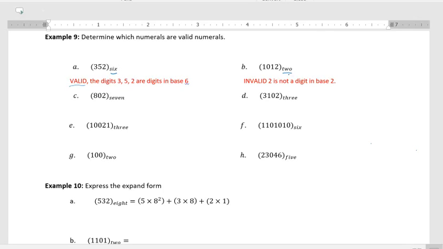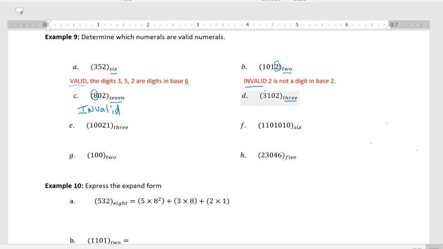And letter B, my base is 2, but I have the number 2, which is equal to the base, so this is going to make it invalid. So here in letter C, my base is 7. However, I have an 8, which is greater than 7. So this is an invalid numeral.